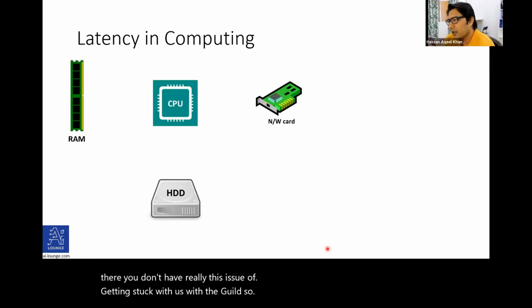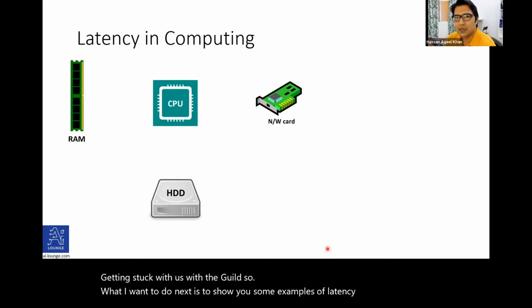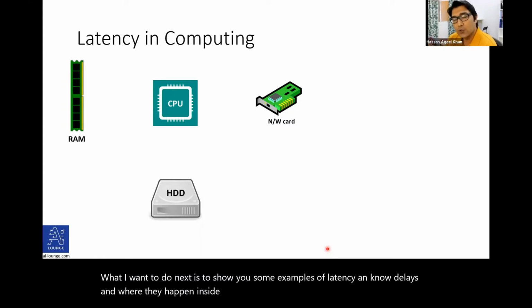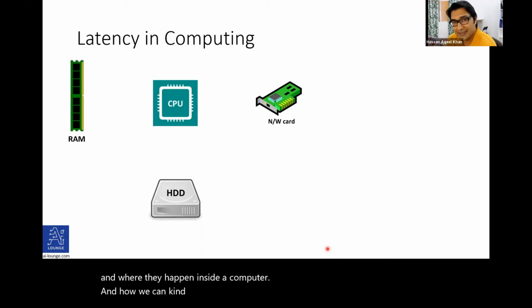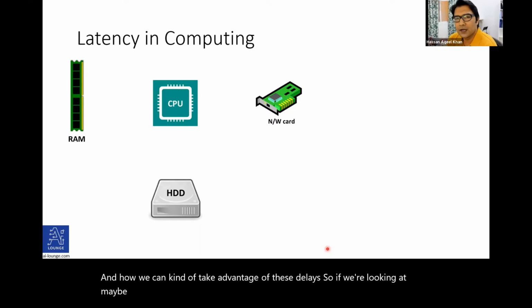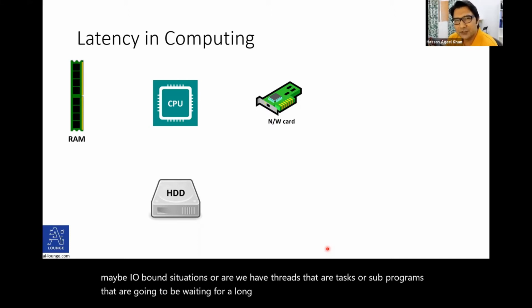Now, what I want to do next is to show you some examples of latency and delays and where they happen inside a computer, and how we can take advantage of these delays. If we're looking at IO bound situations, or threads that are tasks or subprograms that are going to be waiting for a long time, can we actually time share the resources that we have?